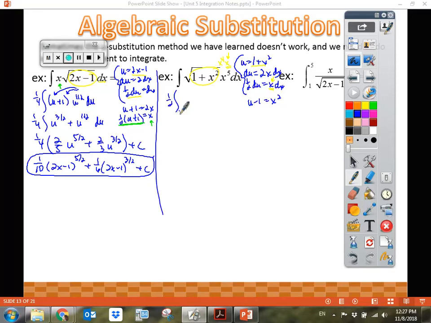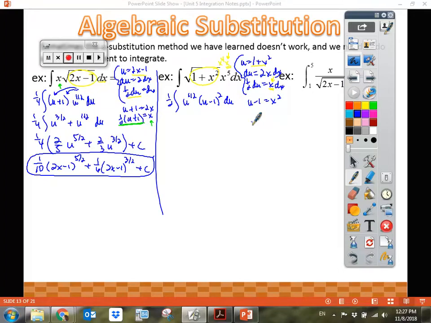And let's see, then we would have u to the 1/2 in here. And I have 4 x's, so we need 2 of these du. Okay. So at this point, again, we can't integrate it like that. We're going to have to do algebra.